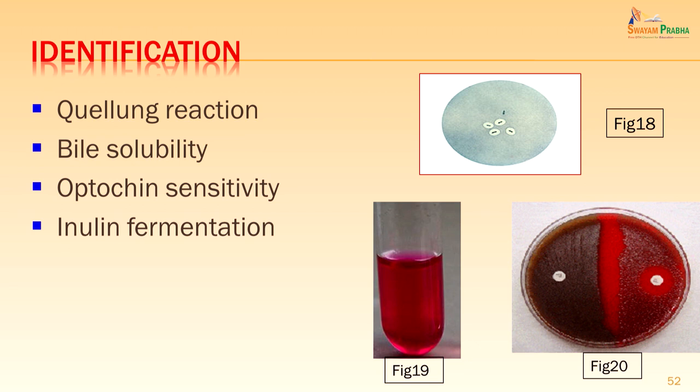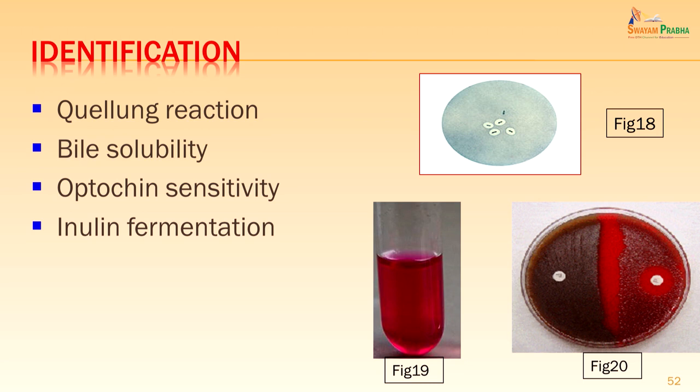In the Quellung reaction, a suspension of the organism is mixed with a specific antisera, and the capsule becomes well defined when you see it against a negative stain such as India ink, because there is a capsular swelling. So in this picture on top you can see the pneumococci with a nice large capsule around it. This is because of capsular swelling due to the specific antisera, and this is known as the Quellung reaction. The organism can also be confirmed by bile solubility. If 10% sodium deoxycholate is added to a colony of pneumococci, the colony will dissolve.